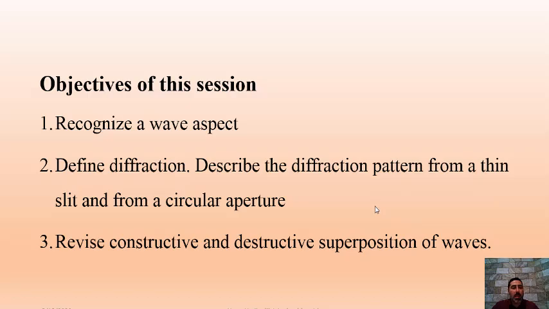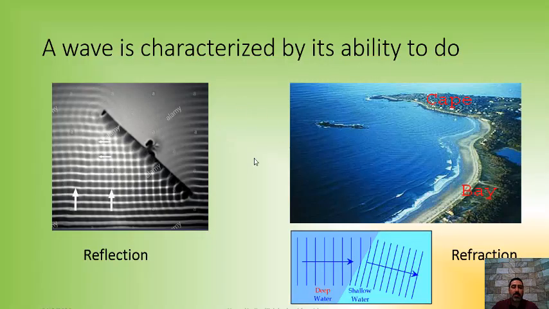First, we begin with the wave aspect. In general, a wave can do many things: reflection, refraction, diffraction, interference. Reflection of water waves occurs when the water waves reach an obstacle. These are the wavefronts. When they reach the obstacle, they are reflected in the other direction.